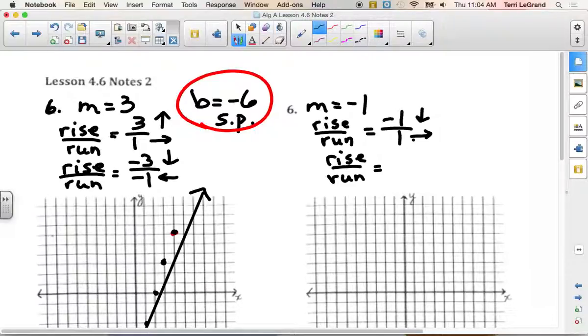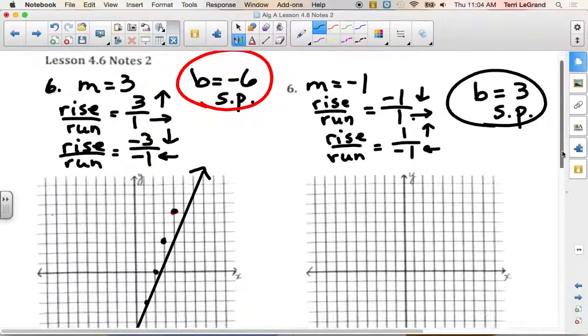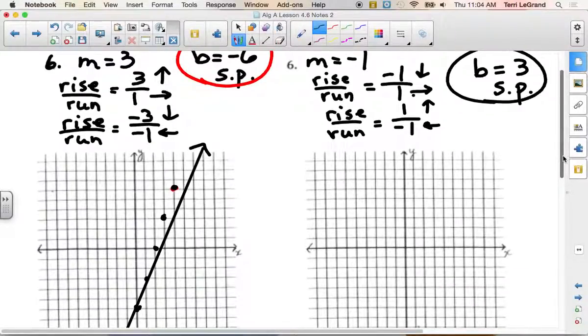What's another way I can use that rise over run? Stefan? Positive 1 over -1. I can go up 1 and left 1. And then we have to do our b value, our starting point. What's our starting point for this one? What did we get? 3. So our SP, our starting point, is 3. So we need to start at 3.